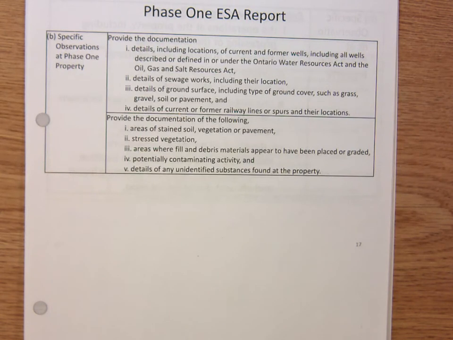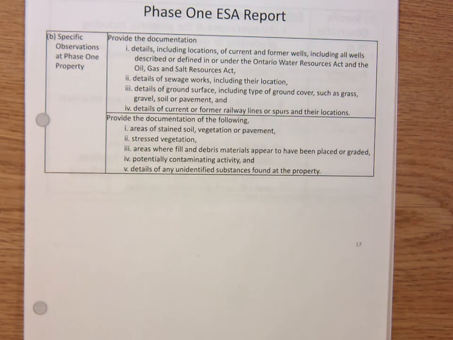Again, if you have access, you should be able to provide the documentation of the following: the areas of stained soil, vegetation, or pavement, because the stained soil, vegetation, or pavement could be the indication of existence of some sort of pollution. Any stressed vegetation, for example, if you see that the vegetation is a little bit different in some areas, that could also be an indicator of some sort of contamination in the area. Also, areas where fill and debris materials appear to have been placed or graded, that's also important, because then it means that maybe the soil could have actually come from somewhere else, or excavation could have happened.